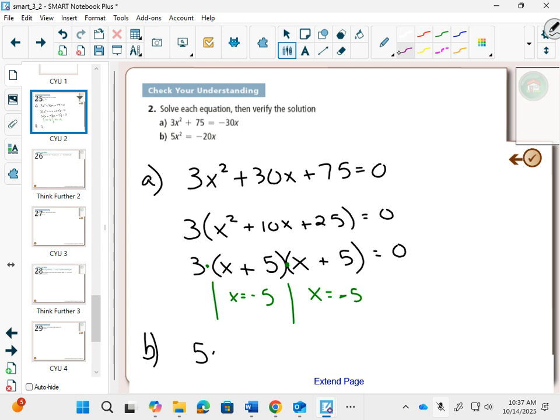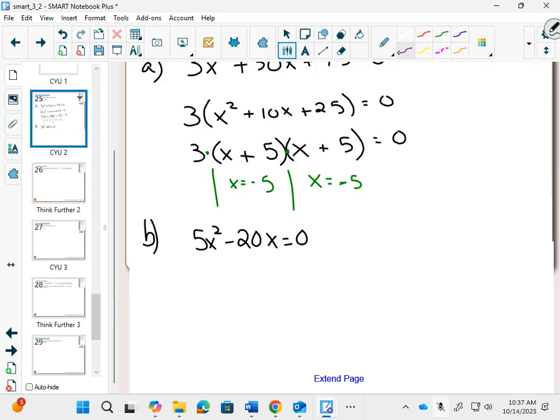Again, I see a quadratic. I'm going to make one side equal to 0. Can you factor this? Yes. There's a common factor. What can you pull out of both of them? 5. And an x. Leaving you with an x minus 4. Here's your multiplication.